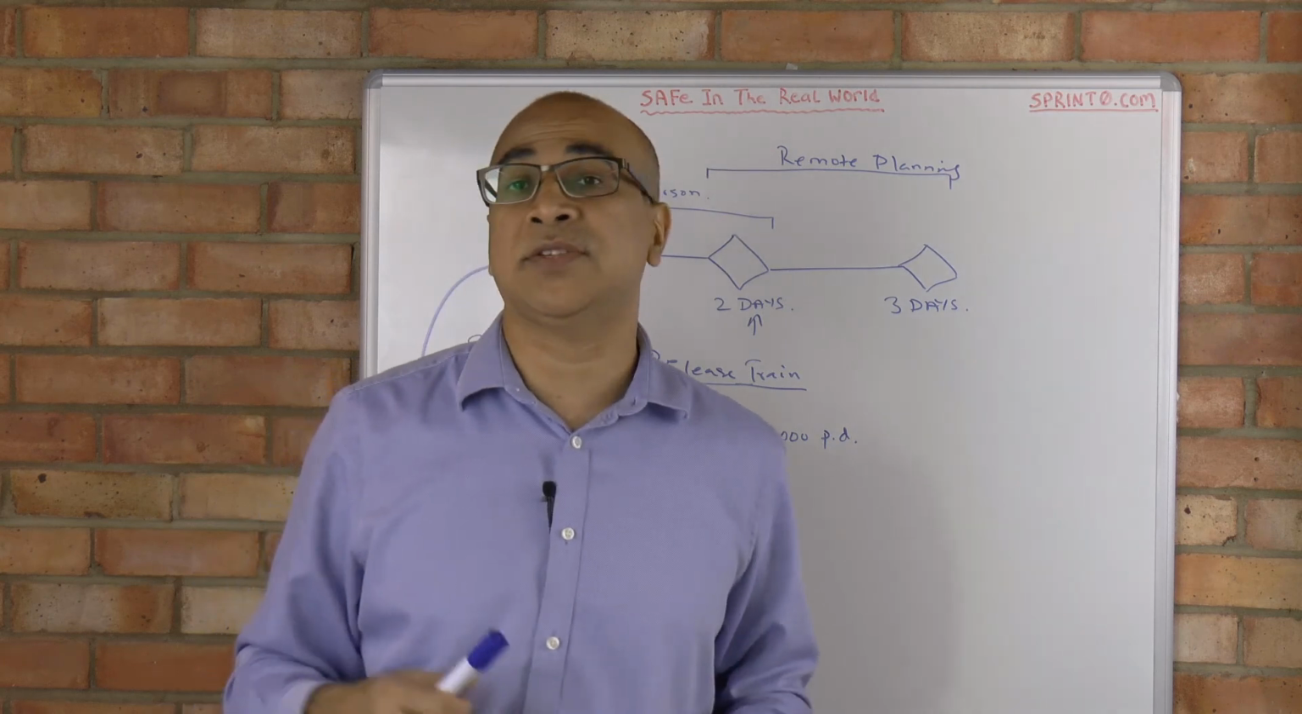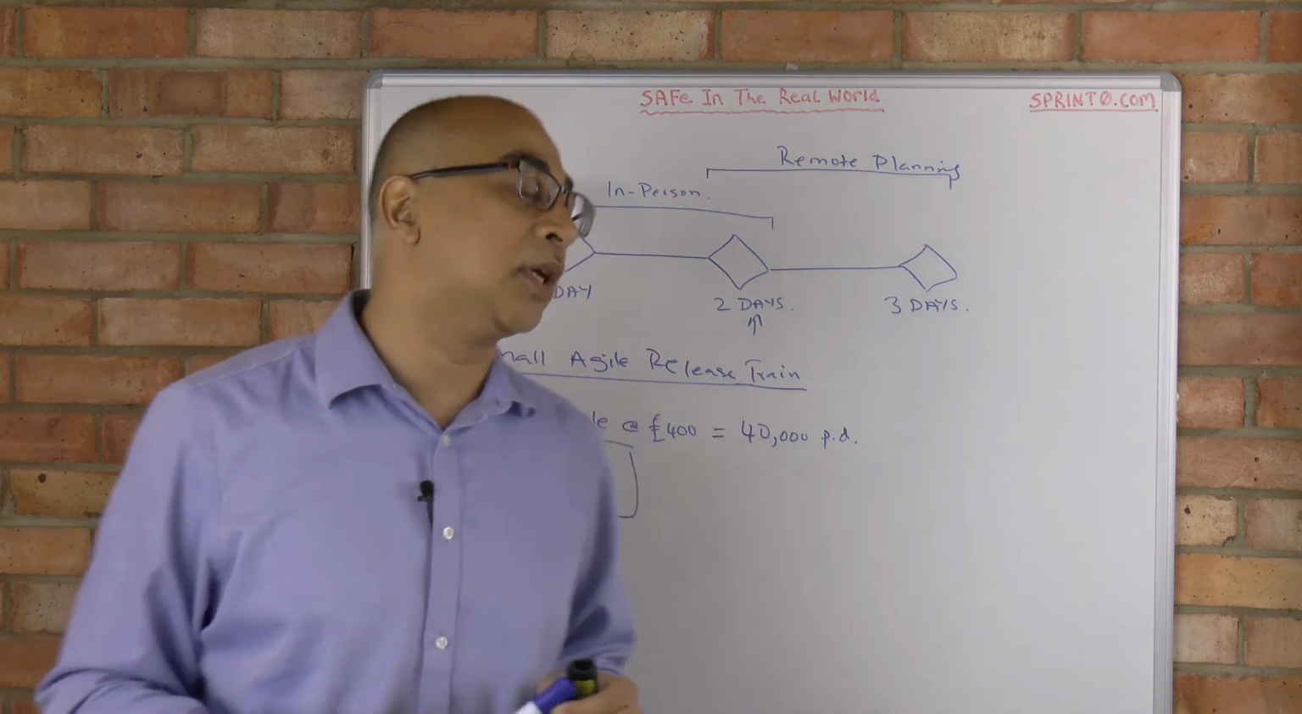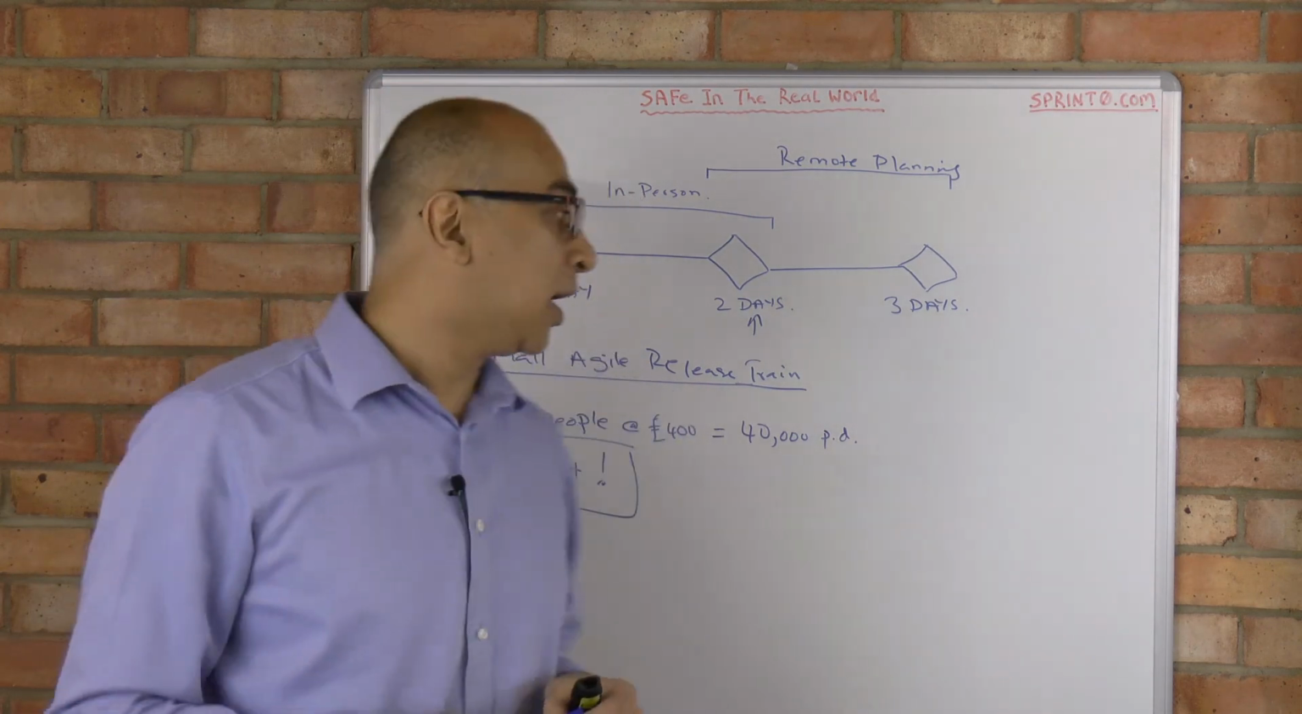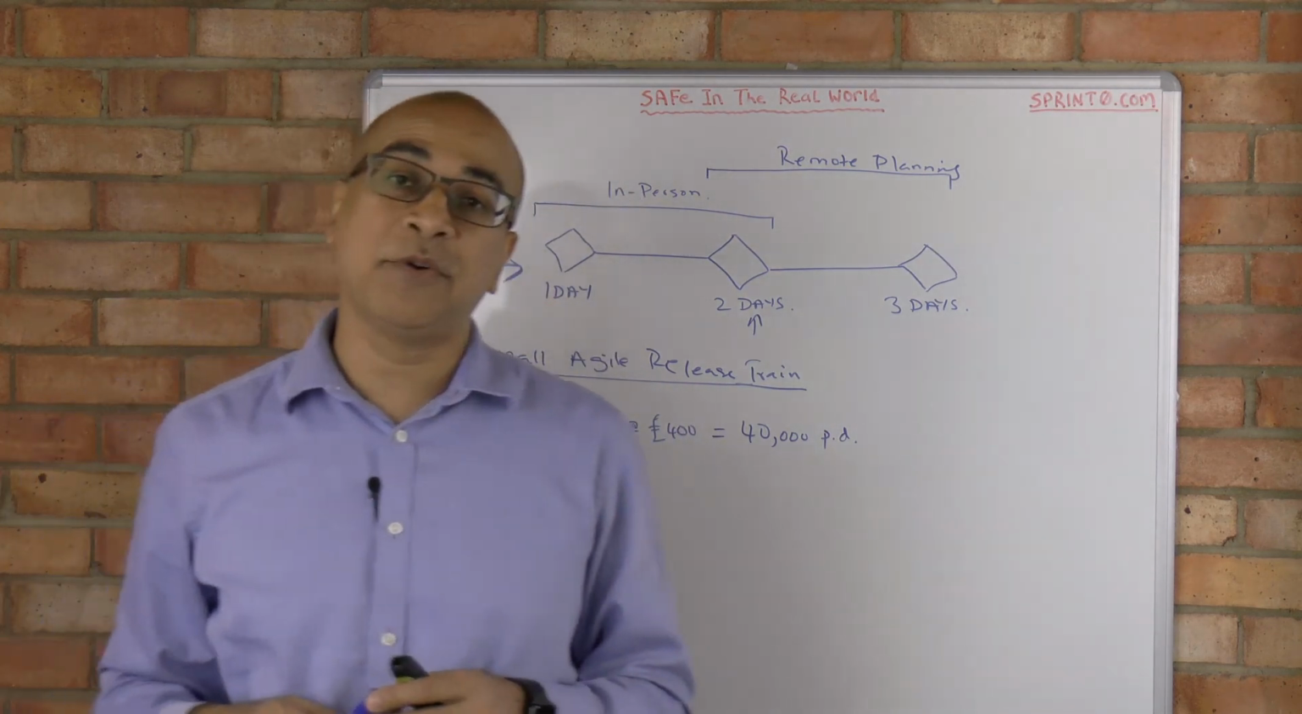So what is it then? Effectively, your PI planning duration can last between 1 day and 3 days long. And so you've got a number of options there.